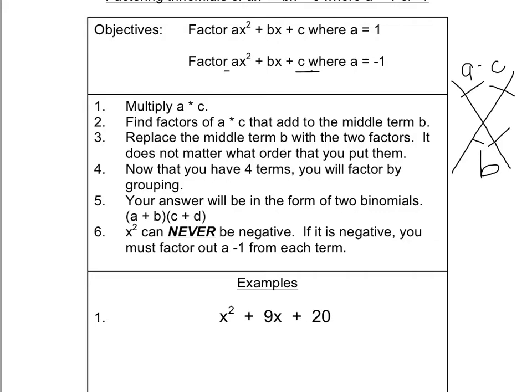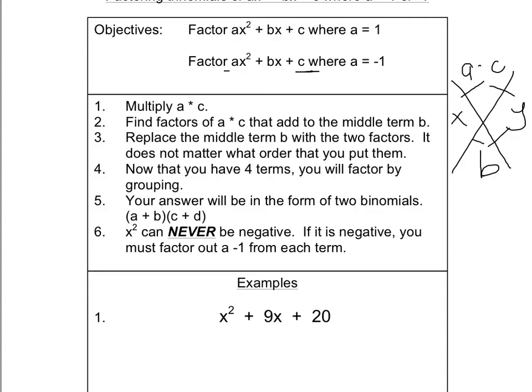Once we figure out what the factors of a times c are that add up to be the middle term, then we're going to replace the middle term with those two factors, those two numbers. In this case, I'll put an x and a y here. I would replace that middle term with those two things. Once you have the four terms, life's going to be really easy, because now you're going to factor it by grouping. Again, your answer is going to be in the form of two binomials when you get done.